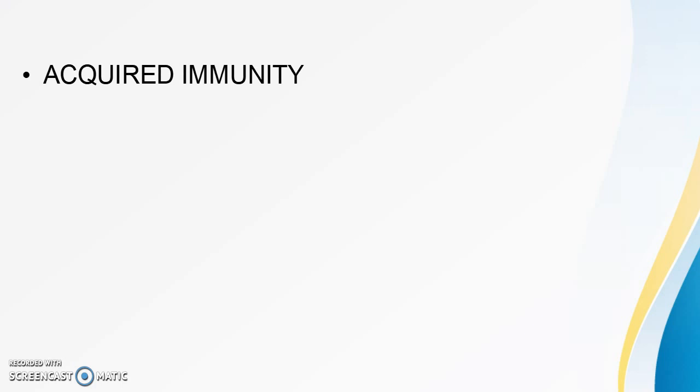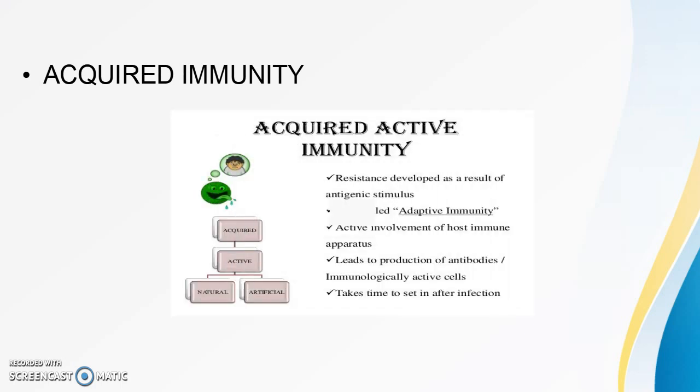The acquired immunity. Acquired immunity is the resistance developed as a result of antigenic stimulus. It is also called adaptive immunity, and it involves active participation of the host immune apparatus. It leads to production of antibodies and immunologically active cells, and takes time to set in after infection.